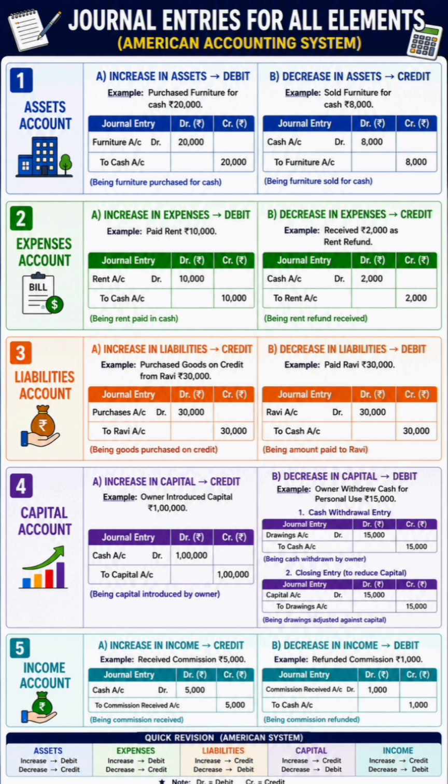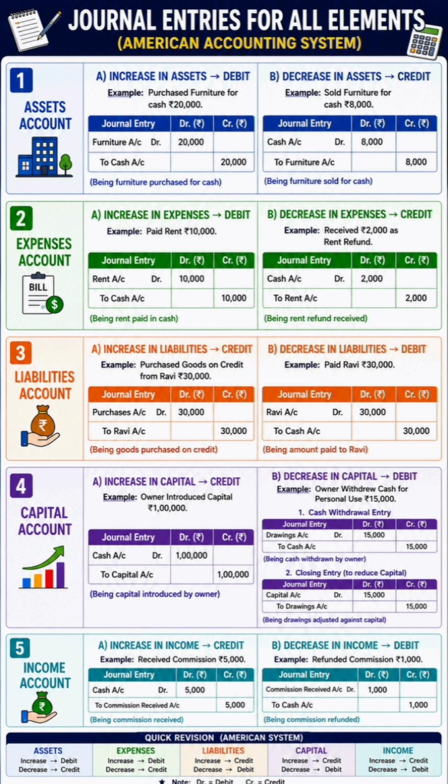Now, the commission whatever you have received, you have refunded. Then it decreases the income. So, decrease in the income should be debited. The concerned commission received account should be debited. It is also decreasing the cash. So, you are crediting the cash account. What is the rule of asset account? Decrease in the asset should be credited. So you are crediting the cash account.